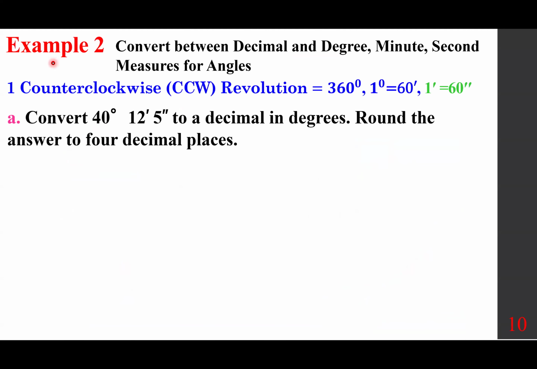Example 2, convert between decimal and degree, minute, second measures for angles. So what do we know? Number one, counterclockwise revolution, 360 degrees. 1 degree is 60 minutes. 1 minute is 60 seconds. So we use a prime here and a double prime here. Convert 40 degrees, 12 minutes, 5 seconds to a decimal degree. Round the answer to 4 decimals. Let's see how we do that.